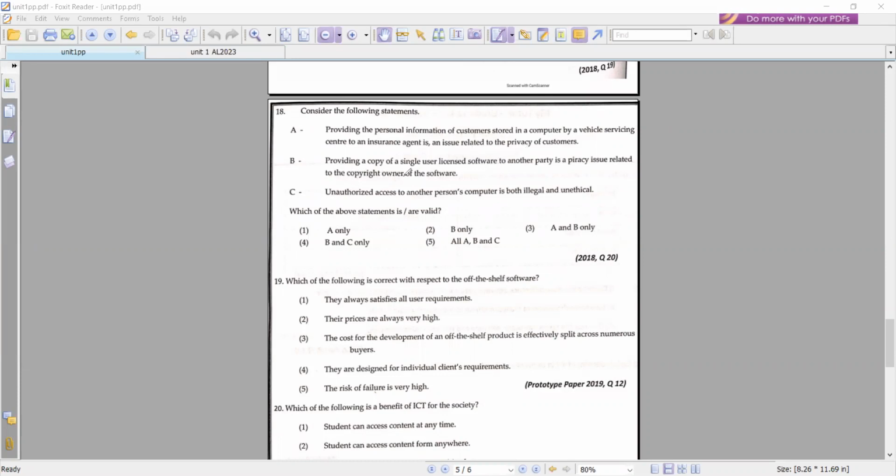Providing a copy of single-user license software to another party is piracy. You have the licensed software, but you are copying it and giving it to someone else. Copyright means you can't copy or distribute it. That is called piracy. That is also correct. Unauthorized access to another person's computer is both illegal and unethical. You are connected to someone else's computer without his or her permission, so that is illegal and unethical. Not good. So the fifth one is the answer. Most of you have put the correct answer.